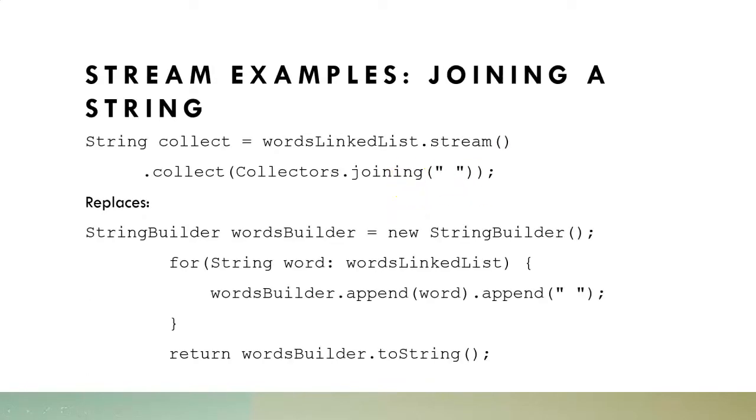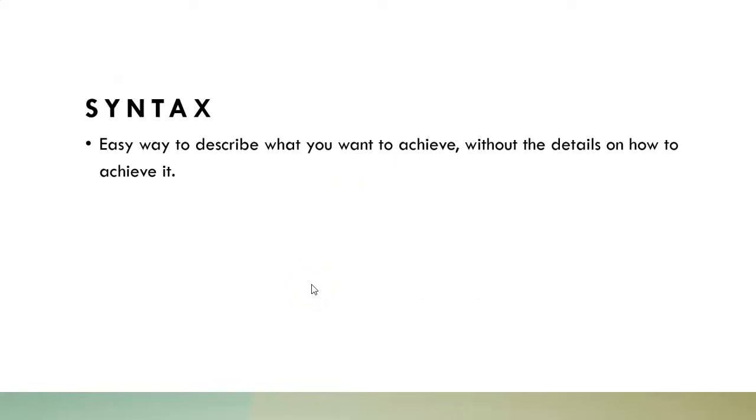Here's another example of a string builder. So in other words, I have some kind of collection like a linked list that has a series of words in it as separate elements, and I want to join them together with a space. So the traditional way to do it would be to create a string builder, have our for loop that iterates over all of the words, appends them together, and then return the final string. But we see with streams, it's much less typing, and it's a much simpler way to go about handling this operation. So streams allow us to describe what we want to achieve without details on how to achieve it.